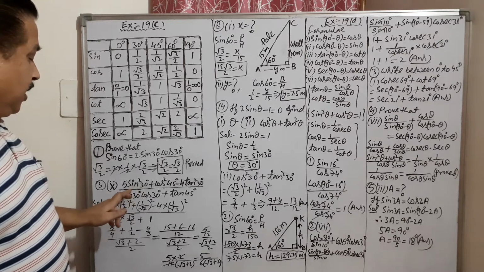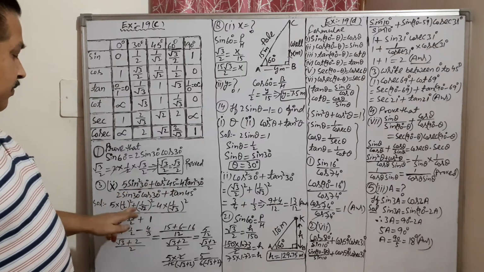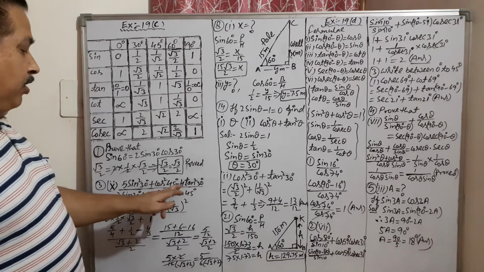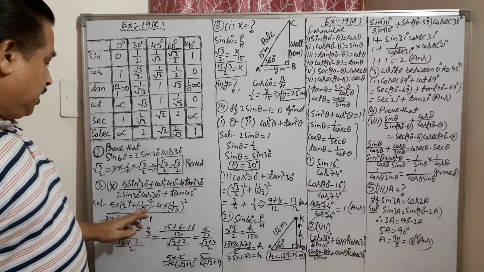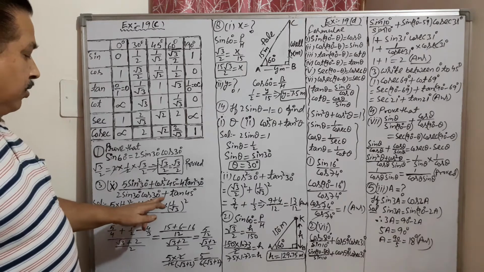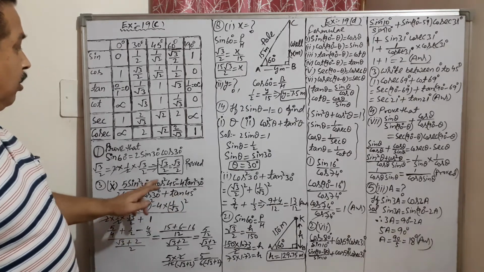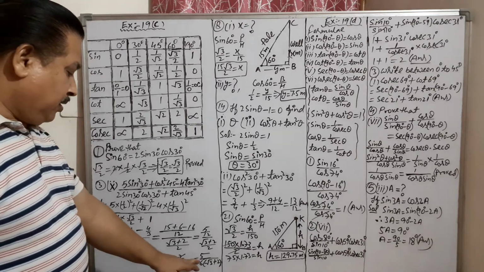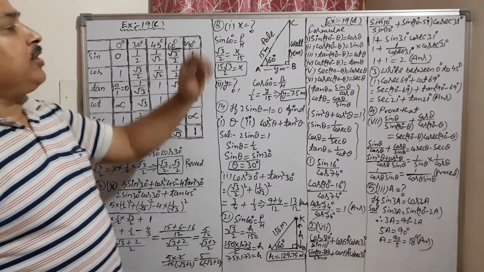In question number 3, this fraction is given: 5 sine square 30 cos square 45 minus 4 tan square 30, upon 2 sine 30 cos 30 plus tan 45. Put all the values from the table, and after calculation this is your answer. Now see question number 8.